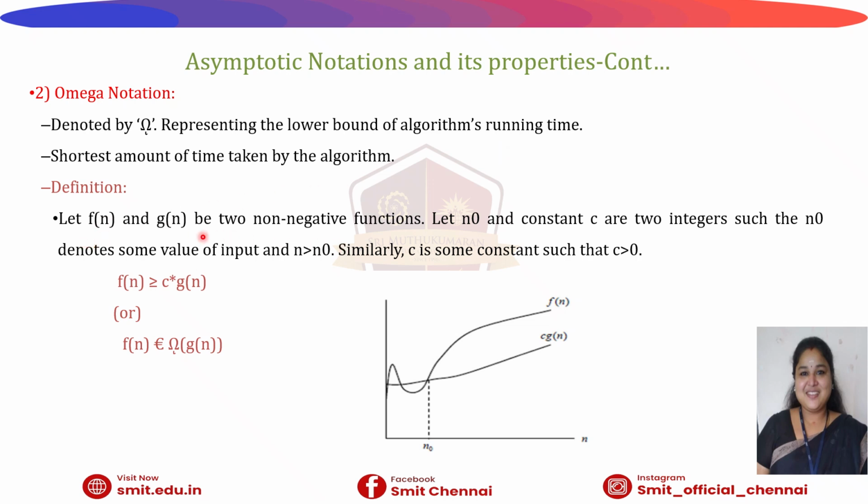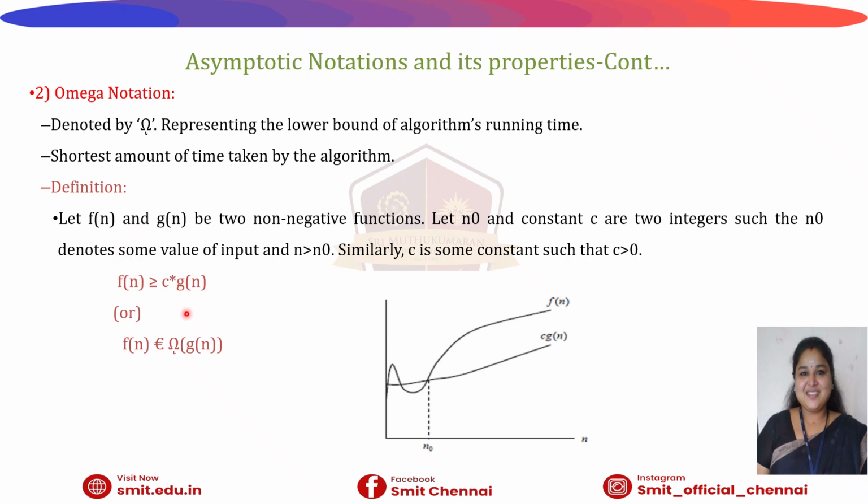The definitions are the same. F of n and g of n are non-negative functions, and c is a constant value. C should be greater than or equal to 0, and n should be greater than or equal to 0. These are the same definitions, and the formula is slightly different. In Big O notation we use less than or equal to, and here f of n is greater than or equal to c into g of n.